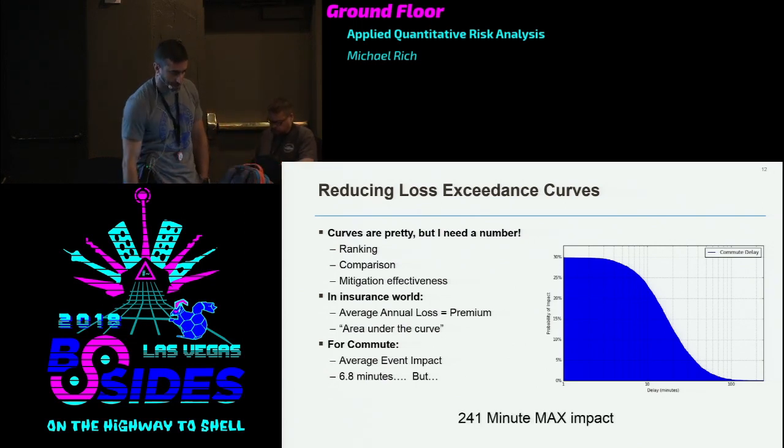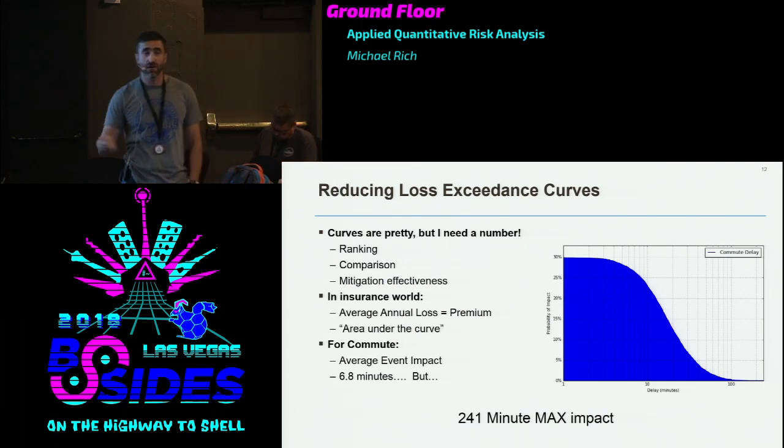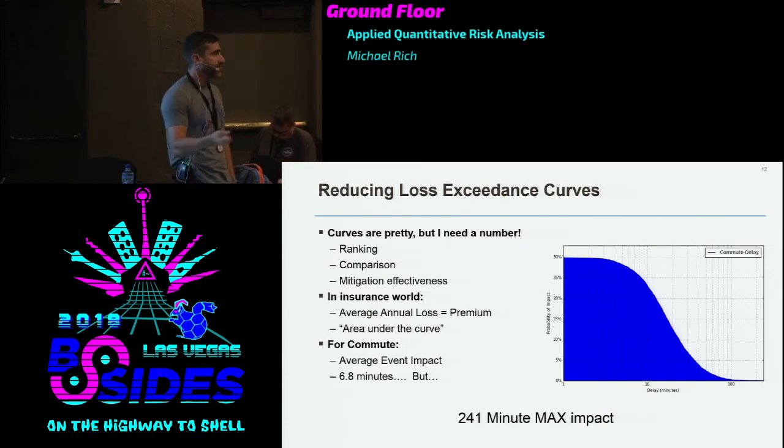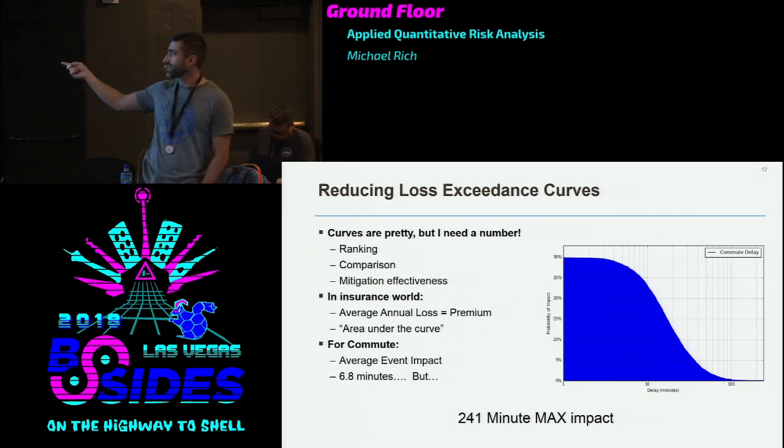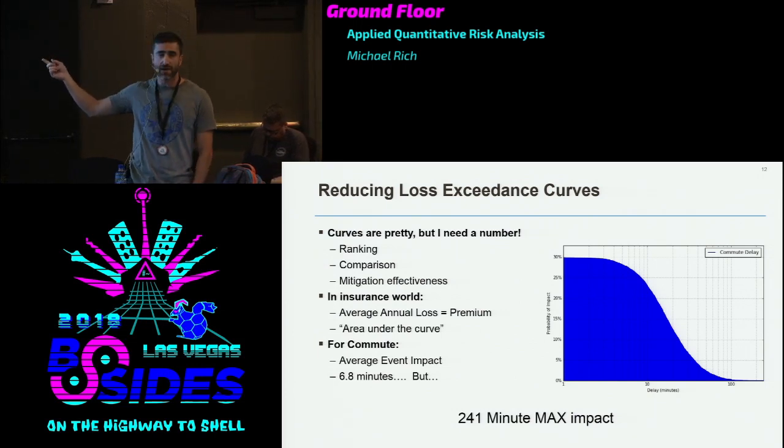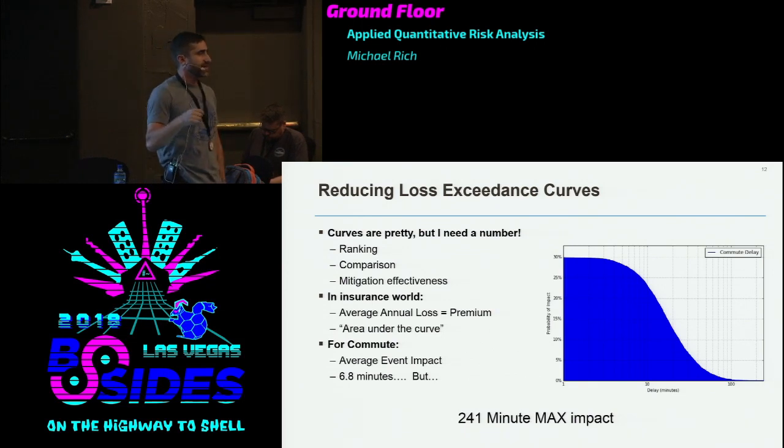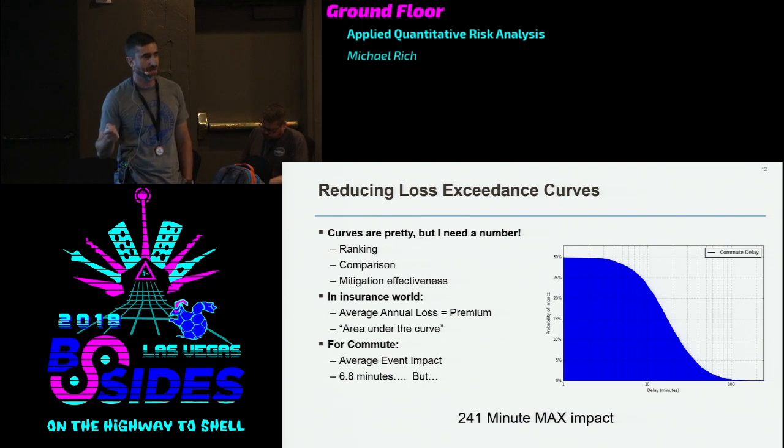But you have to watch out for the black swans. 241-minute max impact. So how do you want to rate your risks? Do you want to rate on the max impact? This is either a 100,000 or 10,000 scenario run. The max impact was 241. That's a 1 in 10,000 or 1 in 100,000 chance of happening, right?